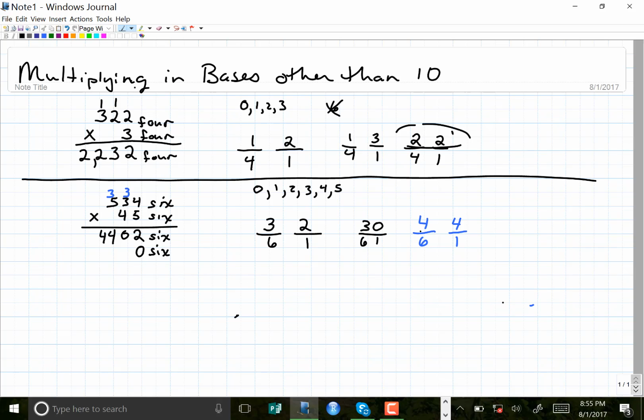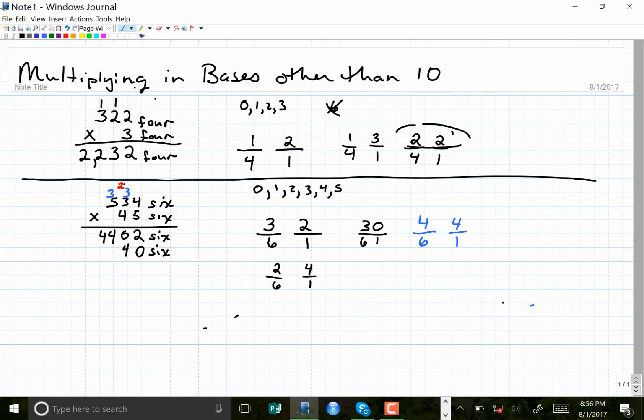All right, so 4 times 4 is 16. Okay, so to get 16, let's see, I'm going to need 2 of these, so that's 12, and 4 1s, so 12 and 4 is 16. Okay, so I'm going to put down the 4, and then I'm going to carry the 2 up here. All right, and then I'm going to go 5 times 3 plus 2. Okay, so 5 times 3 is 15, plus 2 is 17.